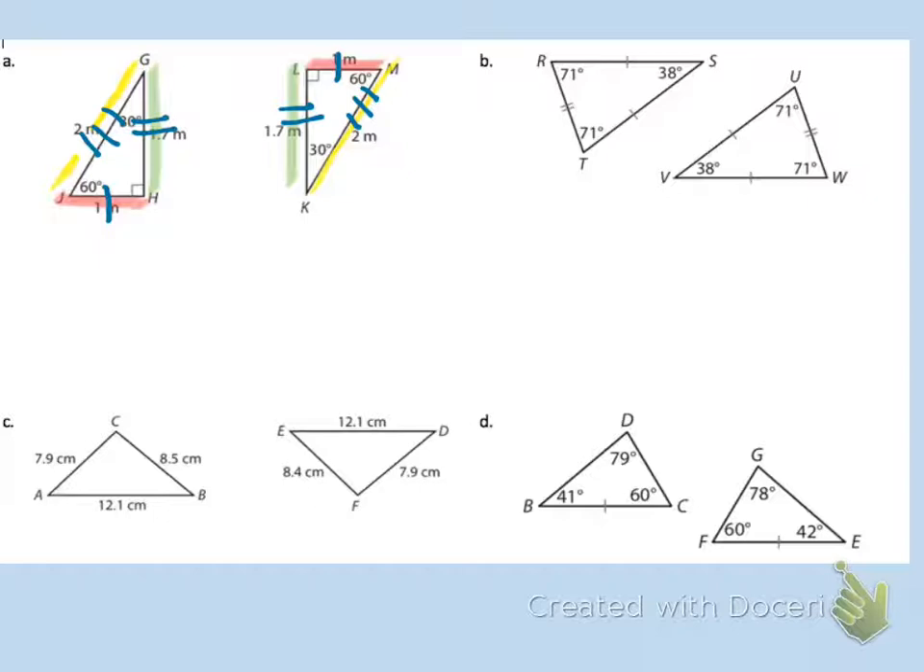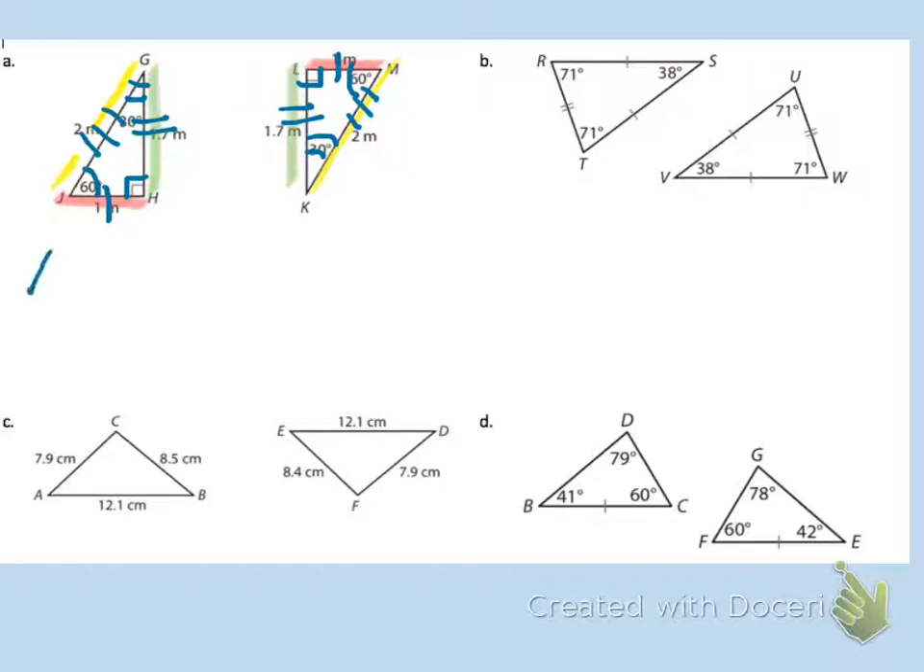Okay, so let's see. I'll use that marking thing on the angles. I can see that there's an angle here that's 60 and one here that's 60. I can see that there's this right angle here and a right angle here, so those are congruent. And then the third pair of angles, they're both 30 degrees. So I've matched up all 3 pairs of angles that are congruent and 3 pairs of sides. So now we can say that these triangles are congruent.